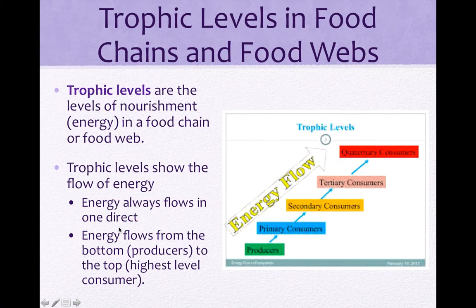What we have are trophic levels in food webs, and these trophic levels are these words that we use right here that I've been using: producer, consumers, and we've got primary, secondary, tertiary, and quaternary. But trophic levels are just the levels of nourishment in a food web or a food chain. So this is important to know whenever you get a question of which of these are the secondary consumers, etc.